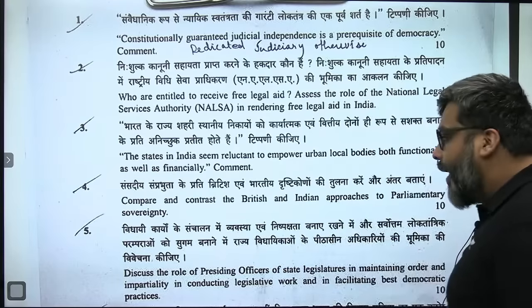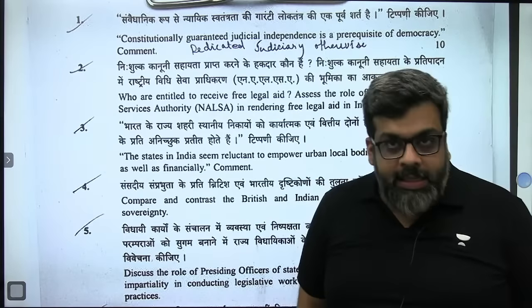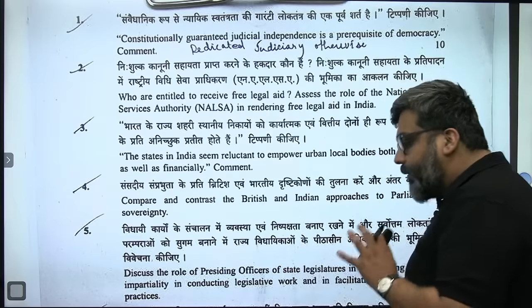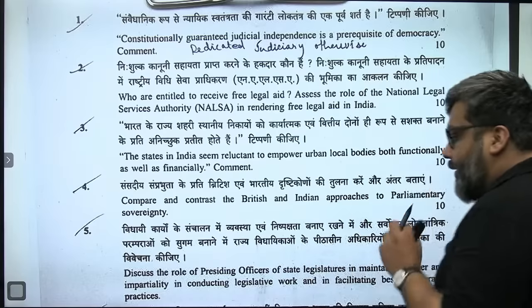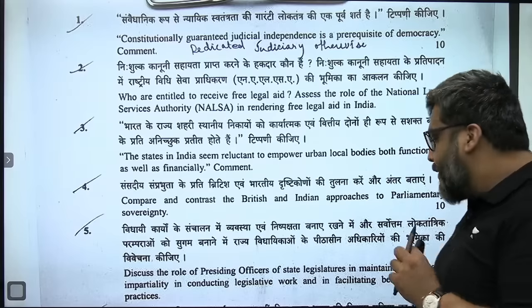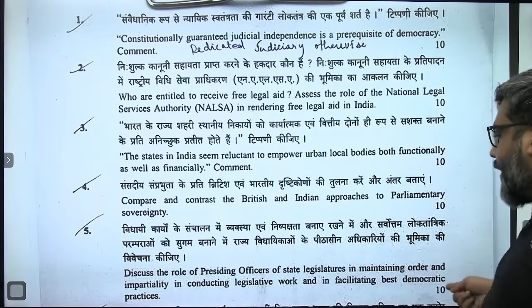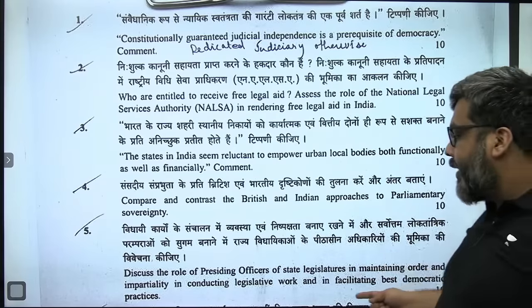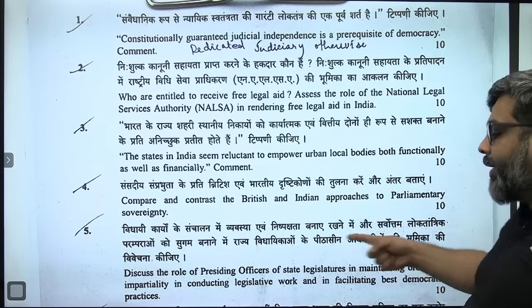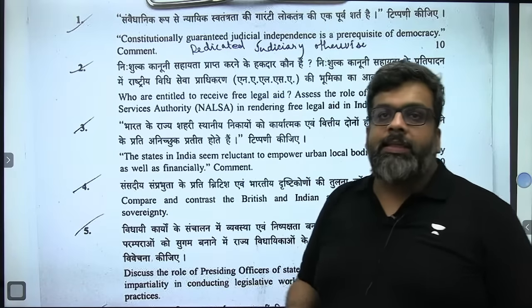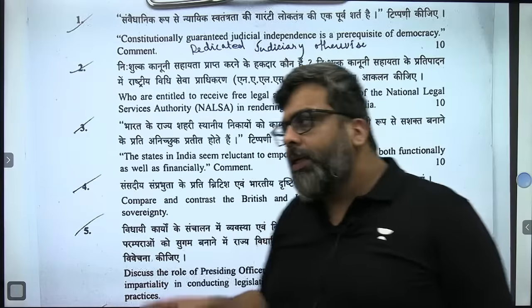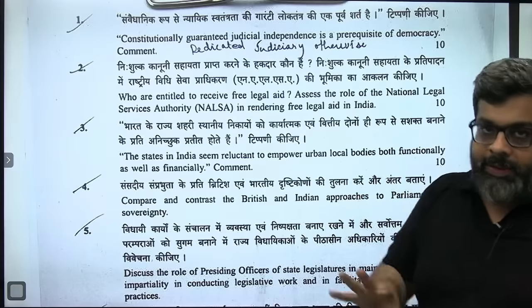Now, I find this question to be particularly intriguing for a multiple number of reasons. If you read question number 5 rather carefully, you'll understand what we're trying to get to. Discuss the role of presiding officers of state legislatures in maintaining order and impartiality in conducting legislative work and in facilitating the best democratic practices. Now, because of incidences that were reported in the states of Tamil Nadu, Karnataka and West Bengal over the last 6 to 8 months, there was a valid reason for you to be asked this question.